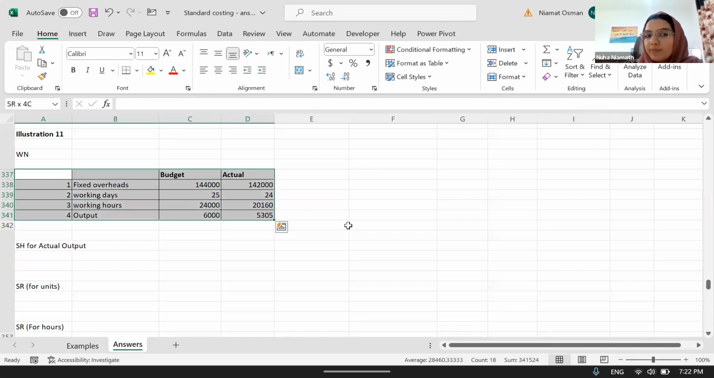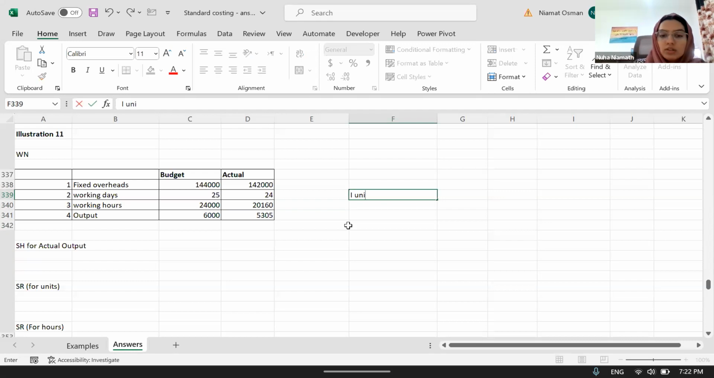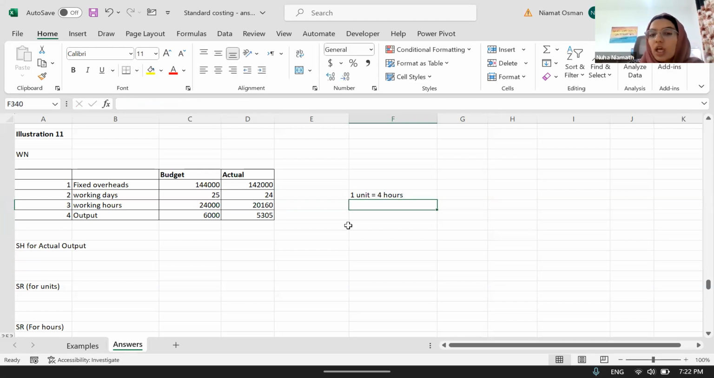Any confusion here? We've gotten the budgeted fixed cost, we have the actual fixed cost, we have the budgeted days, actual days. Okay, Mashuk says 6,000. Mashuk, what does the question say? Question says that for one unit, it will take 4 hours to produce. And we have budgeted hours of 24,000, isn't it?